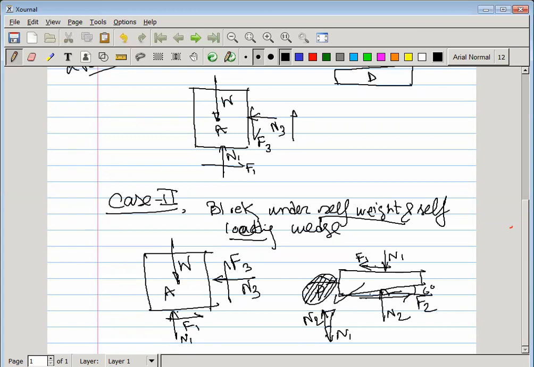Another vector, this is a force triangle, right? So another vector, that is F2. If we draw it in the enlarged view, we can find that the N2 component and F2 component are the combination for the N1 component. Okay.